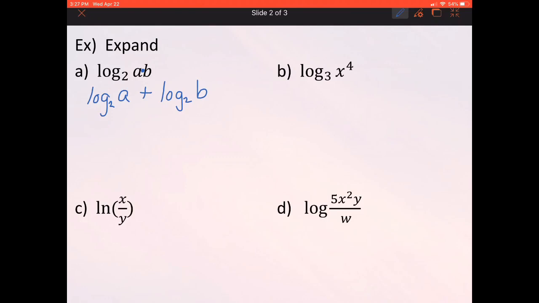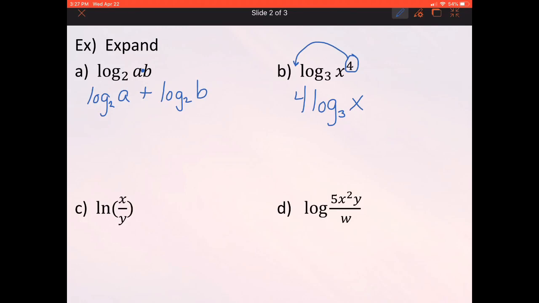Part B. All right, in part B, I see one log and I just see x to the fourth power. I don't see anything being multiplied or divided, just the exponent. So our power property says take this exponent and move it to the front. So our final answer for this one is going to be 4 log base 3 of x. Okay, and that's as expanded as it gets because there's nothing else happening. There's log of just x.